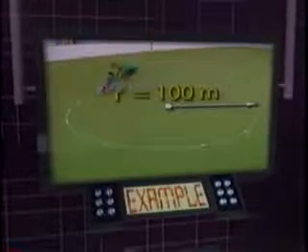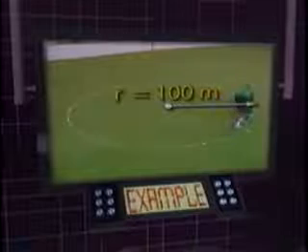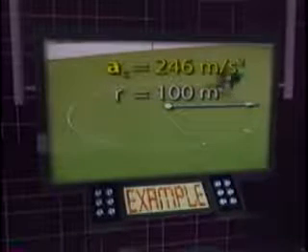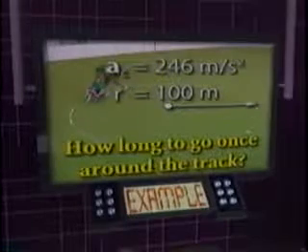Let's do an example. Suppose that the radius of the circular track is 100 meters instead. Same uber-mean machine, but now the track has a different radius. Let's say her centripetal acceleration is 246 meters per second squared. Then how long does it take her to go once around the track? The question is asking us to find how long it takes for Bright as Light to go around the track one time. That's the period.